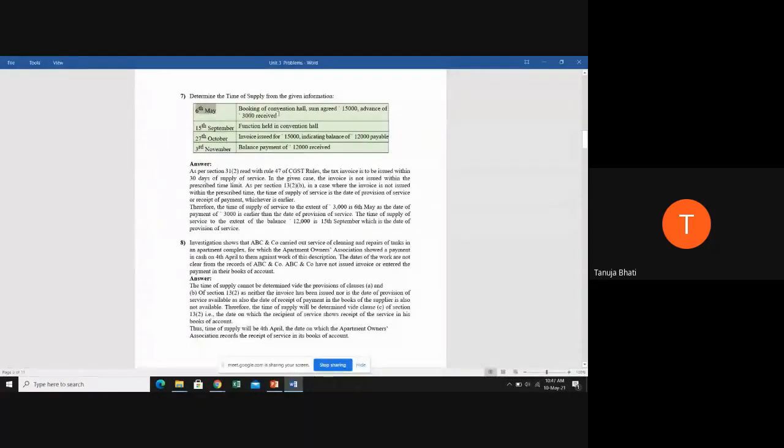6th May, booking of convention hall happened where the agreed amount is 15,000 and out of 15,000 an advance of 3,000 is received. On 15th September the function was held in the convention hall. So actually the service was rendered on 15th September because the function was held. On 27th October, invoice was issued for 15,000 indicating balance of 12,000 payable because out of 15,000, 3,000 advance was already given on 6th of May. On 3rd of November, balance payment of 12,000 was received.